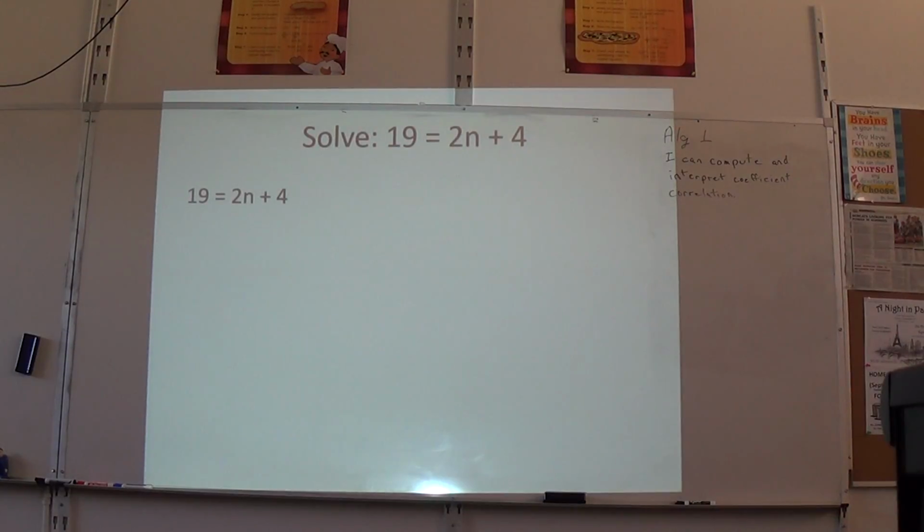Okay, 19 equals 2n plus 4. Carson, what's my first step? Subtract 4 from both sides. That leaves 15 equals 2n.